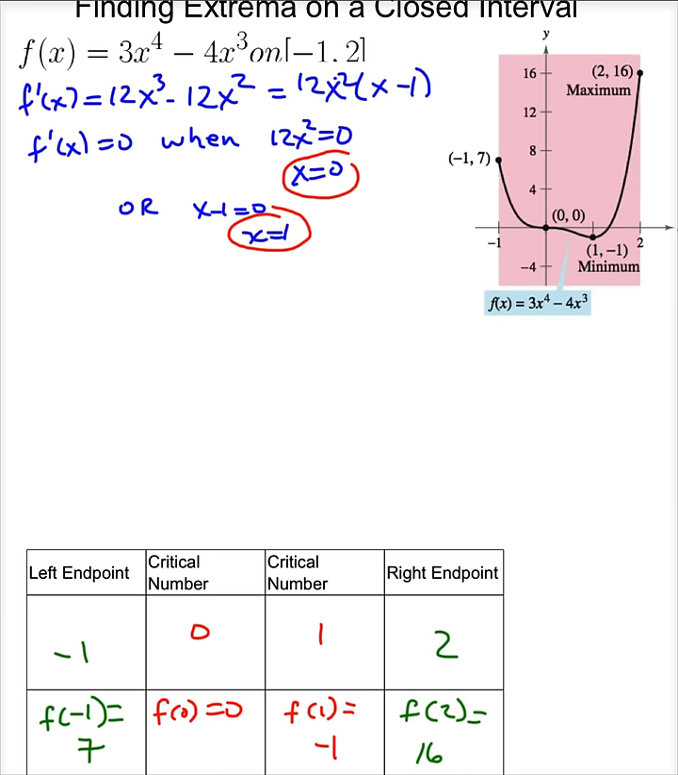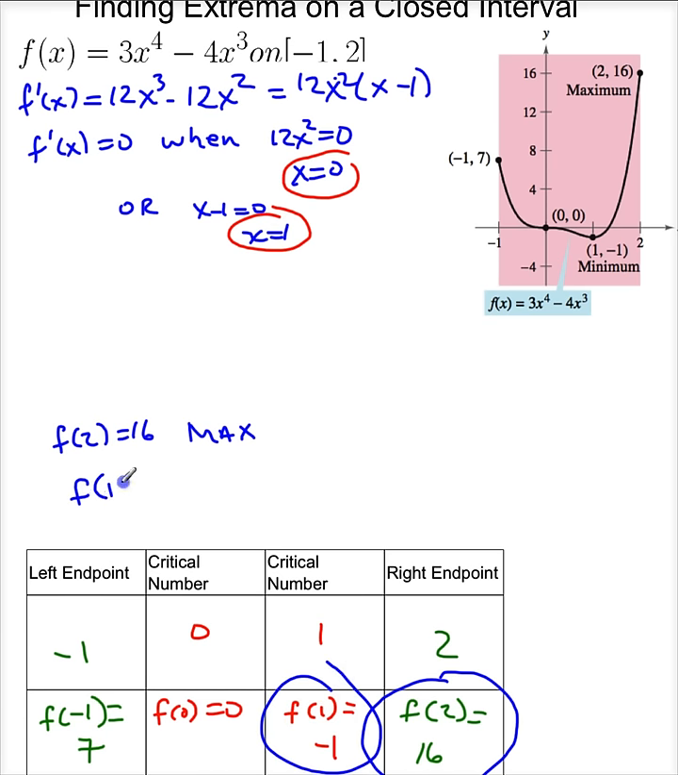So now it's just a matter of selecting the largest and the smallest. The largest number here is 16. So f of 2 equals 16 is my maximum. And my smallest number is right here. f of 1 is my minimum.